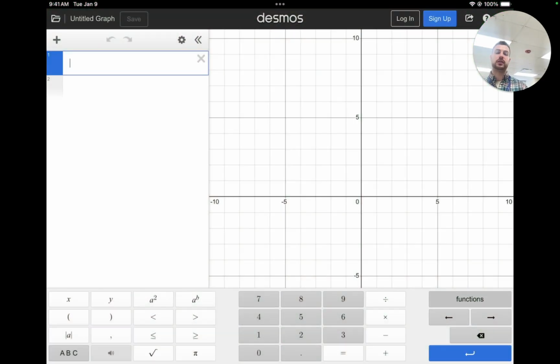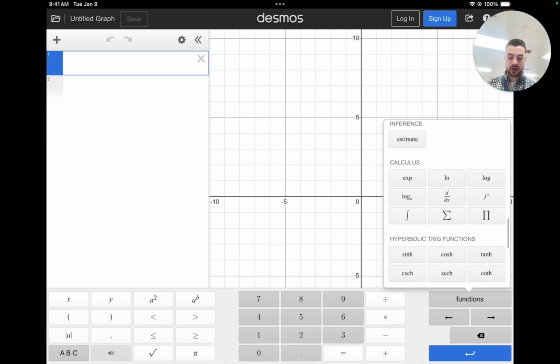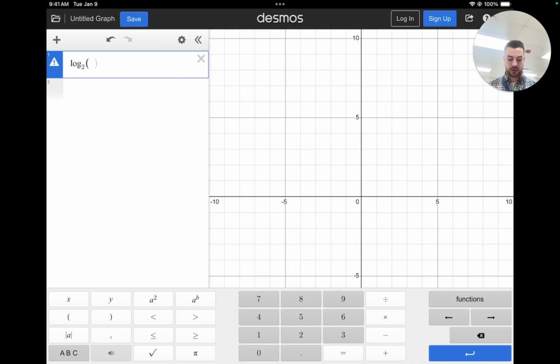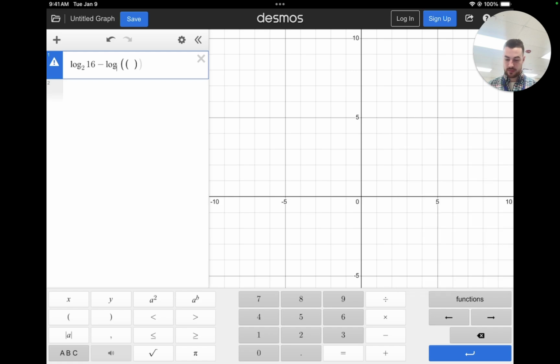Just a quick reminder, click on Functions, scroll all the way down until you see a log with a base. We have log base 2 of 16 minus... I didn't want to do that. One more time.